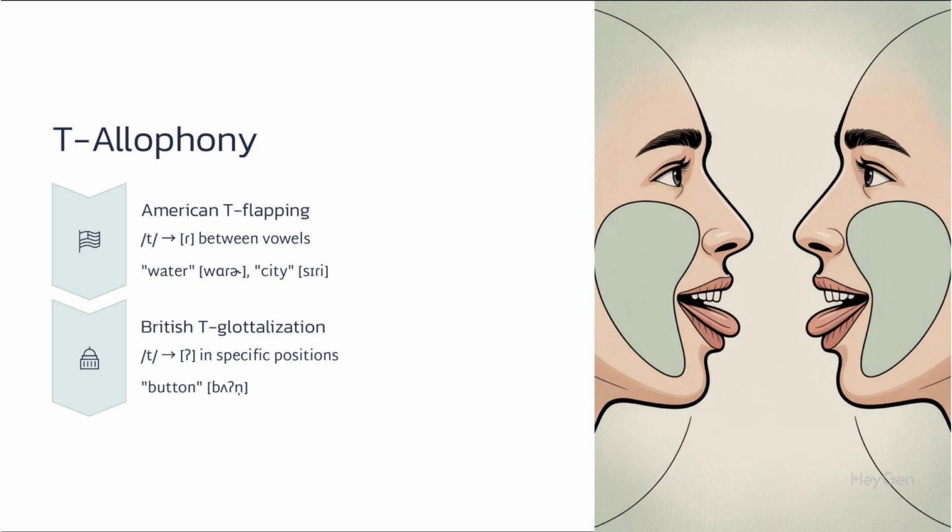This slide illustrates these T processes clearly. Notice how American T-flapping creates that flowing rhythmic quality, while British T-glottalization produces distinct articulatory patterns. These aren't random variations. They're systematic processes that apply predictably across large classes of words.